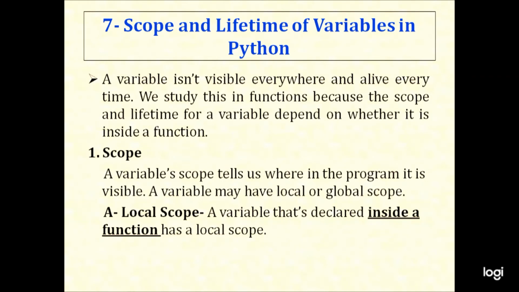Now, what is scope and lifetime of variable? Our next topic is scope and lifetime of variable. Scope and lifetime of variable means the visibility of variable, up to where user can use that in any kind of expression or program, and its lifetime or scope depends upon the variable, whether it is declared inside the function or outside the function.